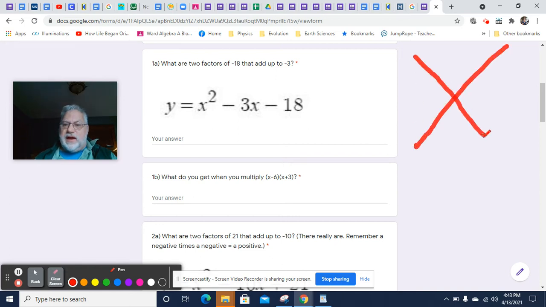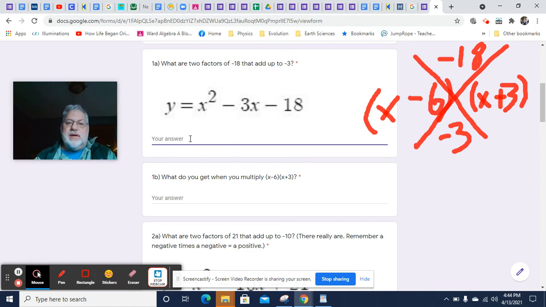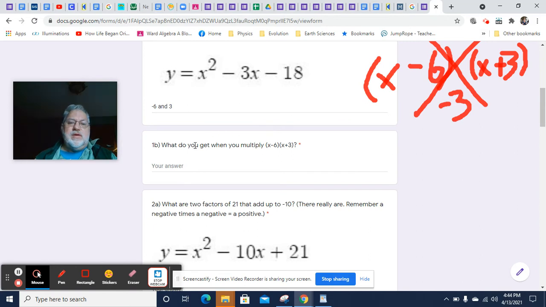So I want two factors for negative 18 that add up to negative 3. Well, two factors that work for that are negative 6 and positive 3. And what's really neat about that is then you can go ahead and factor this polynomial. x plus 3 is one of the factors, and x minus 6 is another factor, which is pretty neat. So two factors of negative 18 are negative 6 and 3, because if you add those together, you will get negative 3.